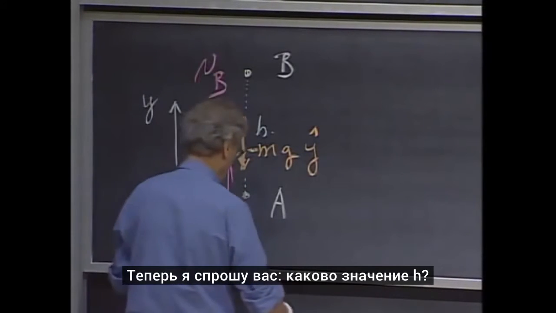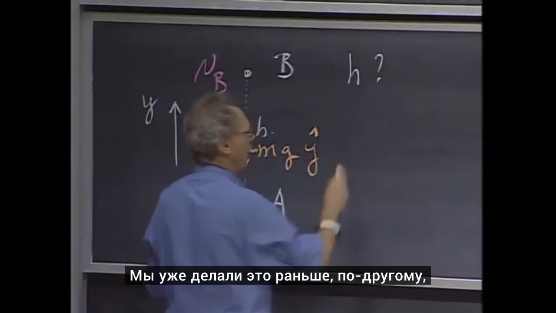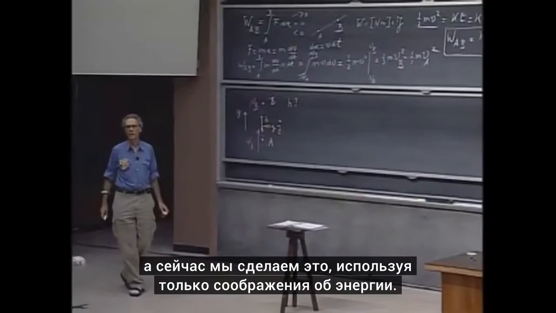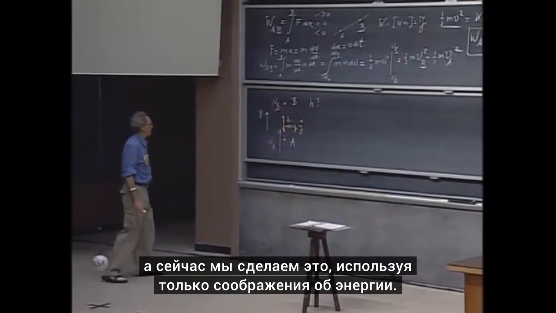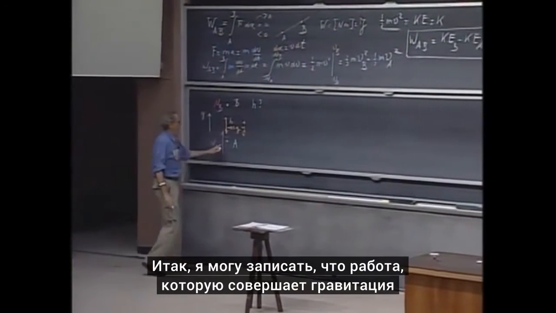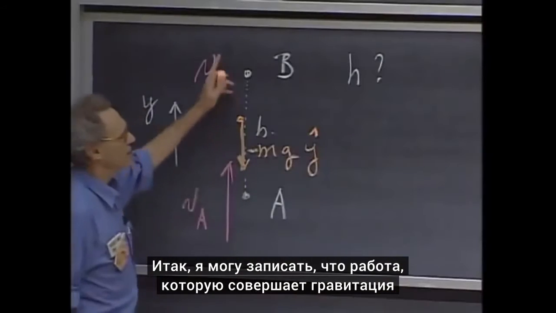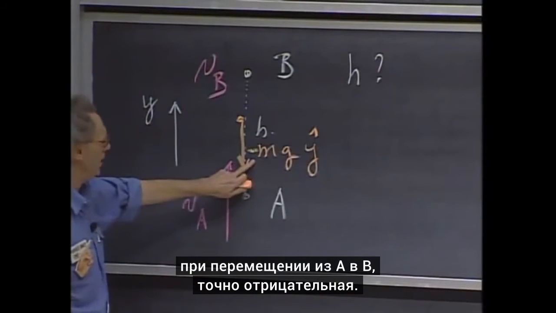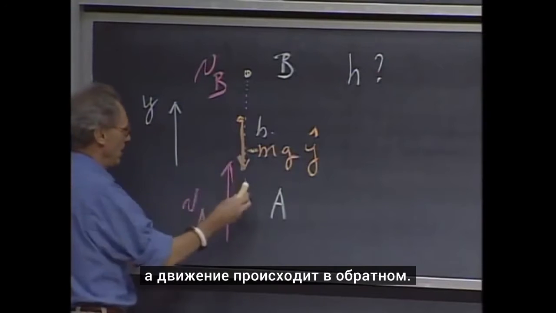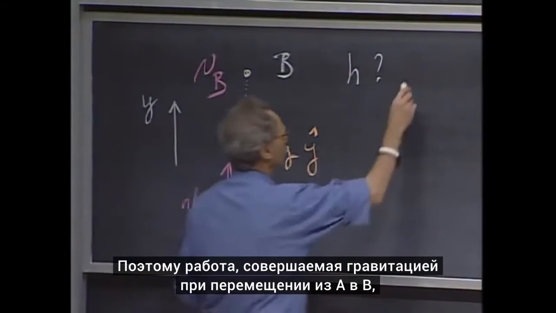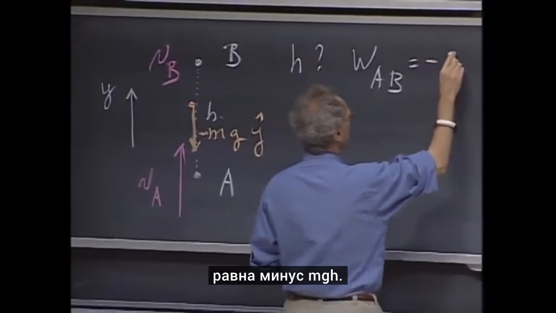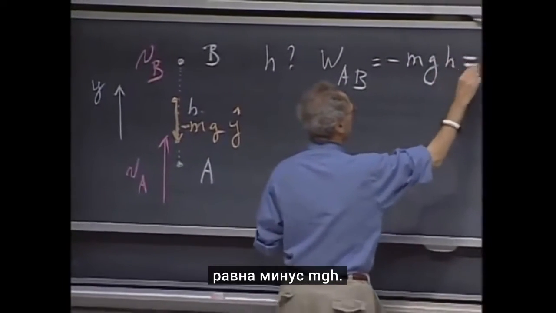And I'm going to ask you now, what is the value of h? We've done that in the past in a different way. Now we will do it purely based on the energy considerations. So I can write down that the work that gravity is doing in going from A to B is clearly negative. The force is in this direction and the motion is in this direction. So the work that gravity is doing in going from A to B equals minus mgh.